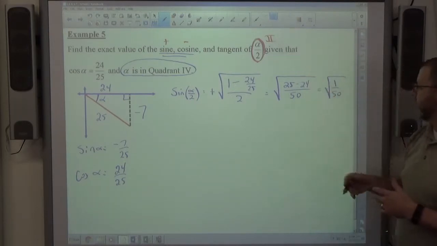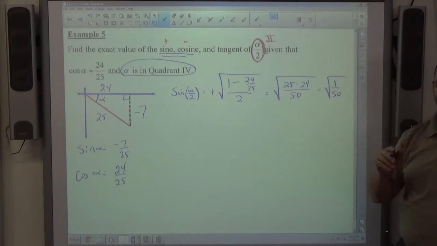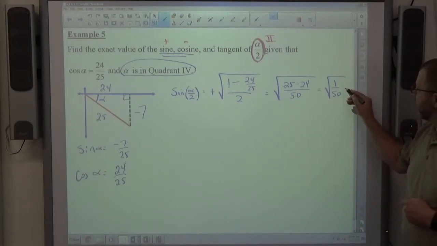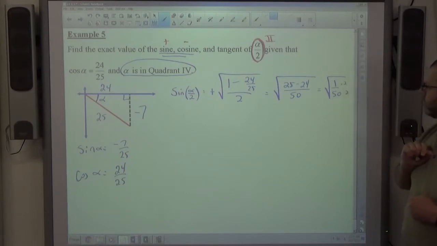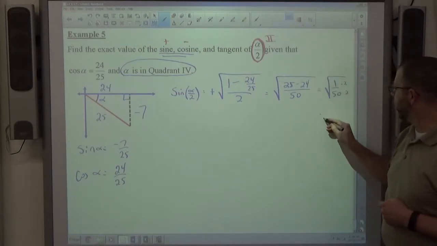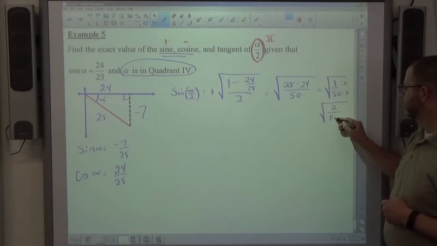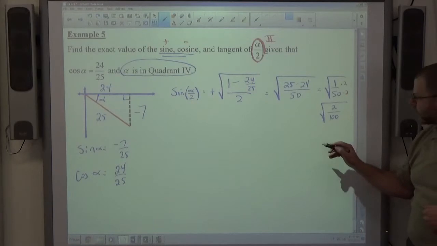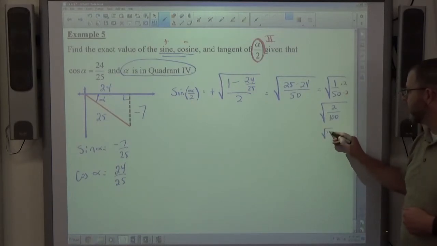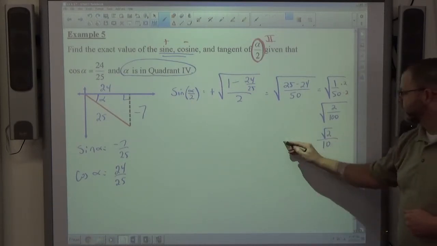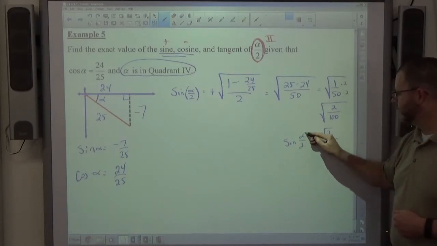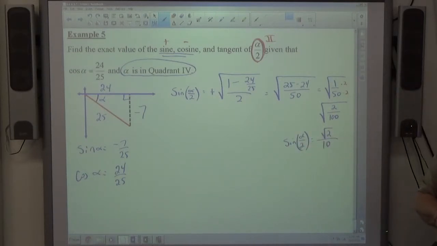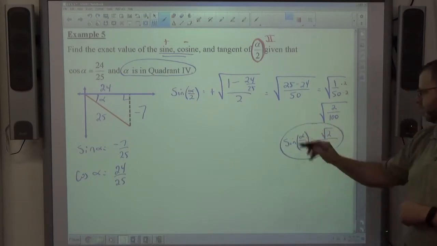So what we can do is go ahead and make it as simple as possible at this point. Or if I just look at this and multiply the top and bottom by 2, the bottom becomes the square root of 100, right? So just using a little bit of thinking, I can figure out if I multiply by 2, I make 100. 100 has a perfect square root. So that gets me sine of alpha over 2 is equal to the square root of 2 on top over 10. And just like that, I've got the sine of alpha over 2 figured out.